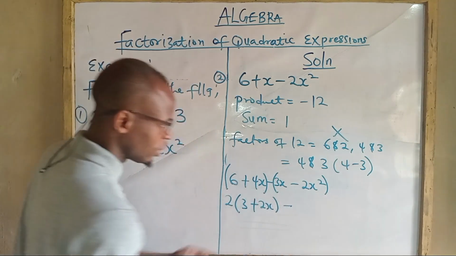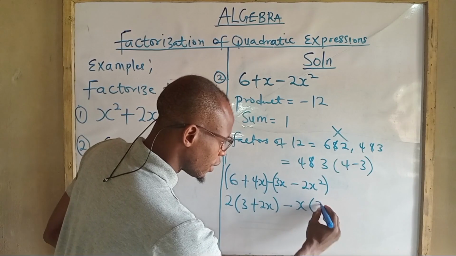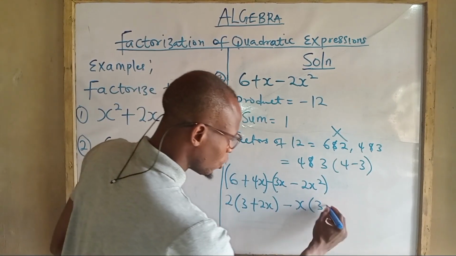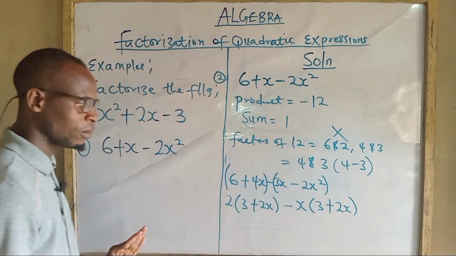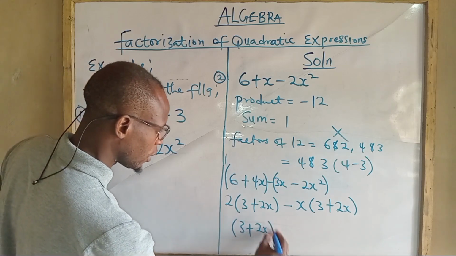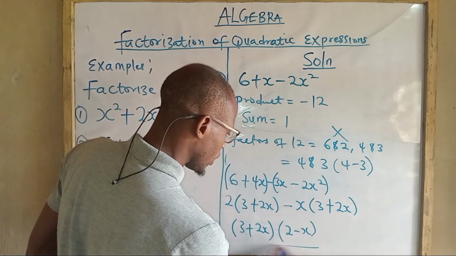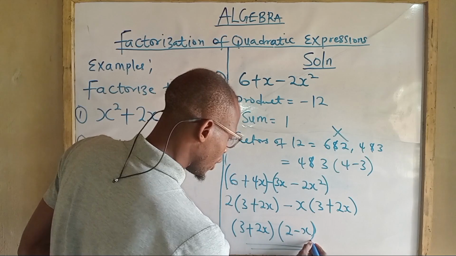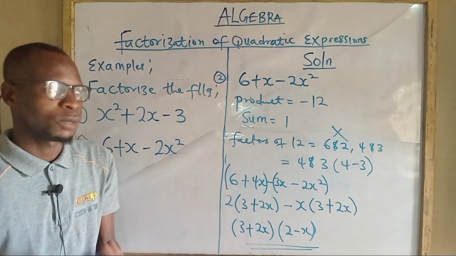Then minus. What is common to this is what? x. Bracket 3. Minus times minus is what? Plus 2x. You can see the 2 inside the bracket are also the same. So you bring one of them out as 3 plus 2x, and the one outside, you also put in bracket: 2 minus x, and that is all. That's our final answer. So this is how to go about factorization of quadratic expression.